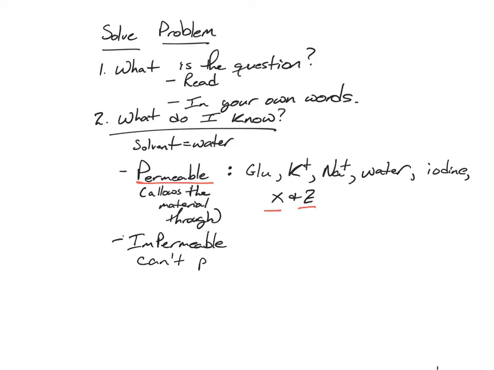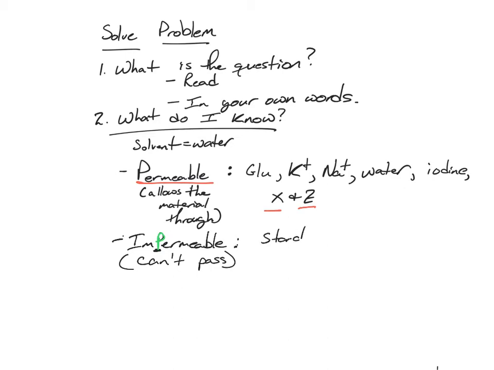Can't pass through, right? Can't pass. We're all good with that? And I made the P capital, not because you're supposed to, but just so that you can see that permeable, impermeable, they're just opposite of each other. Are we okay with that? Im means not, by the way. In, im, etc., right? There's many different prefixes that mean the negative. Are we good? All right, so what are the things that are not permeable?